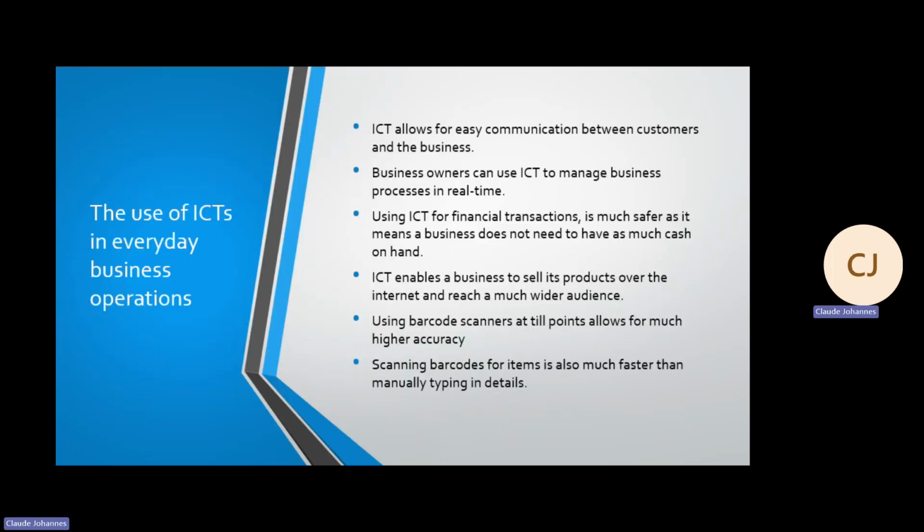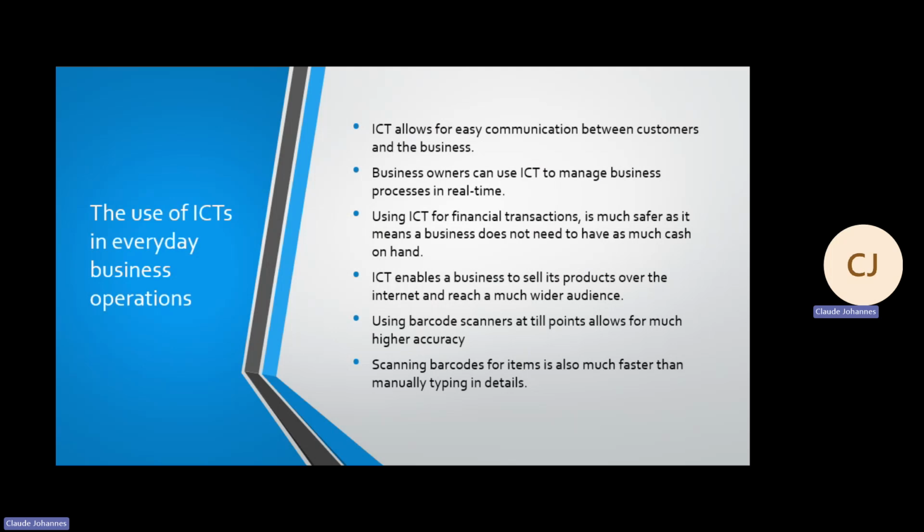The use of information communication technology in everyday business operations allows for easy communication between customers. The business owners can use ICT to manage business processes in real time. And then financial transactions are much safer. It also enables you to sell products over the internet and reach a wider audience or a wider market, as you would say in business management.